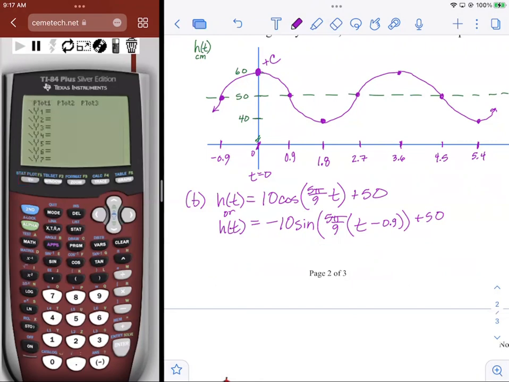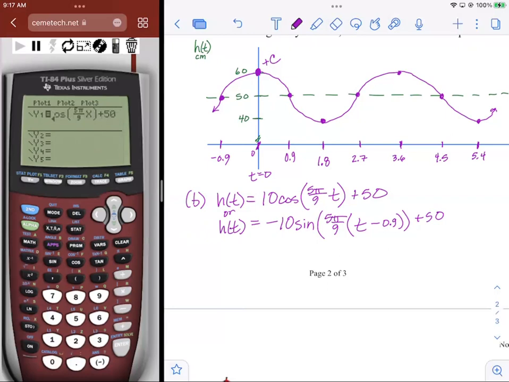Let's type in the first one here. 10 cosine of 5 pi divided by 9. Go to the right. We're going to use x on our calculator instead of t. Close plus 50. Now, don't just hit graph. Don't just hit graph. It's not going to be meaningful.